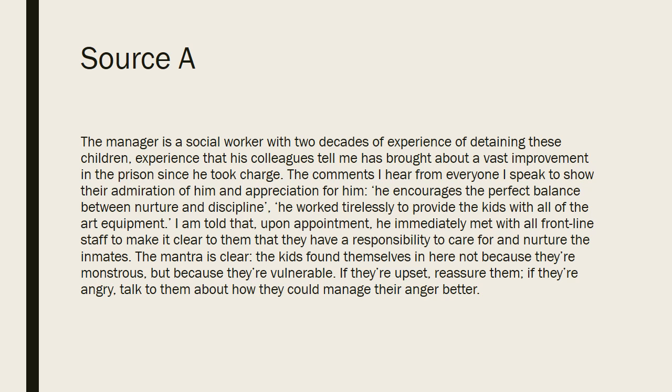Okay, so I'm going to focus you in on one line in particular I want you to notice here, and it is the final one. Having given us the words of the manager and told us he's a social worker, he's got experience, his colleagues say it's a vast improvement since he's been there, all these good things that tell us it's there. Having built up this idea that the manager knows what he's doing, has improved it, he then gives us the manager's mantra.